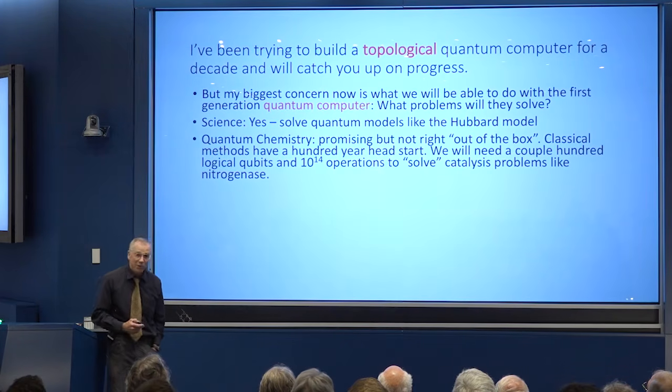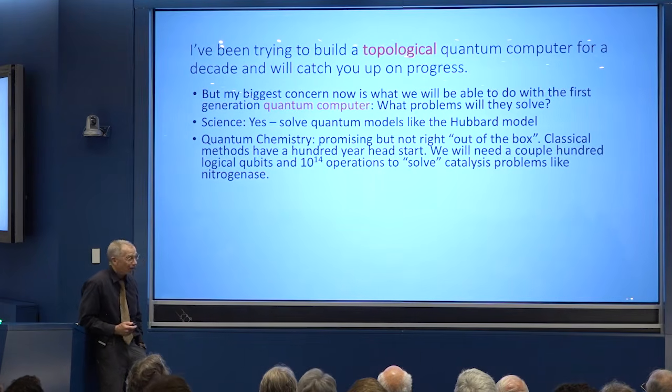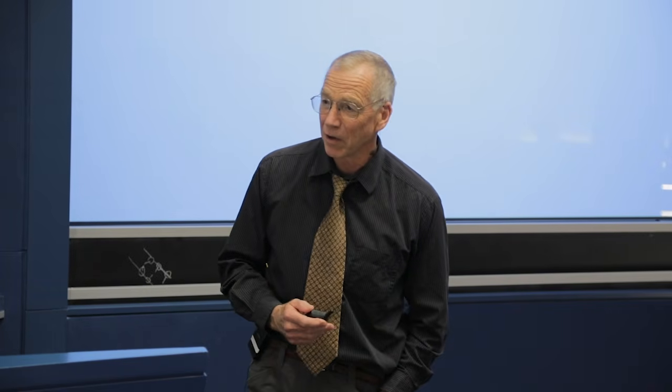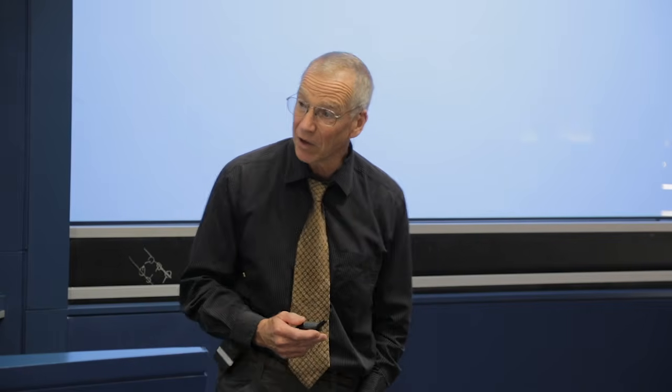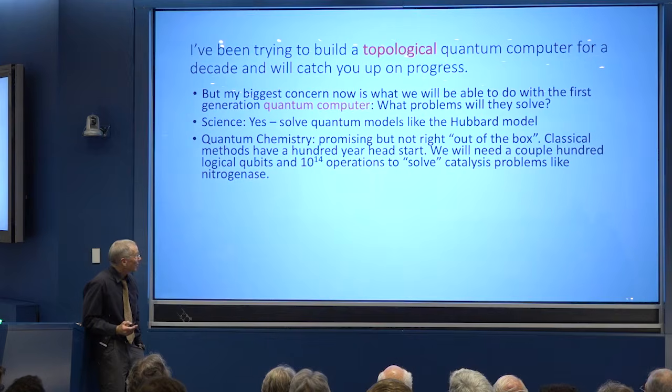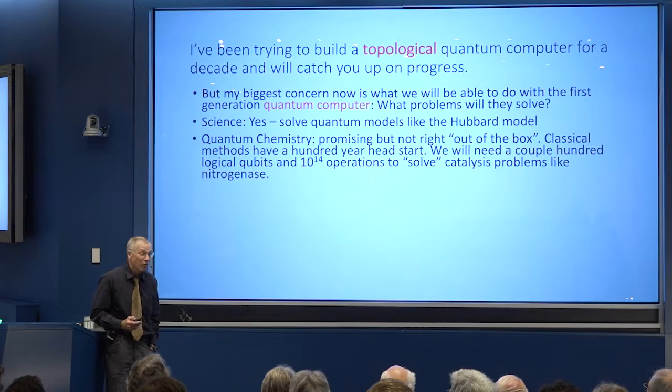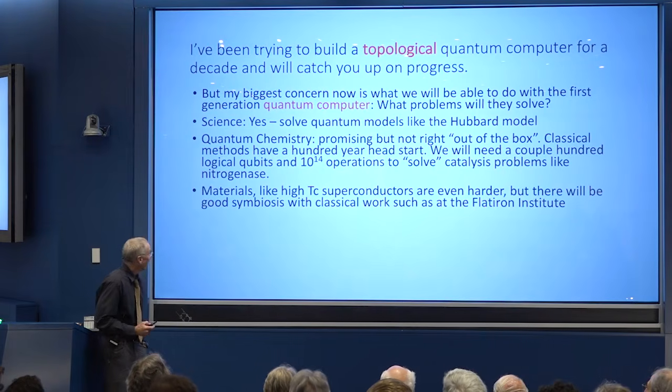Quantum chemistry has been explored. It won't work right out of the box, and I think basically the reason is that classical quantum chemistry is already pretty darn good. We've been working on it for 100 years, and we have great numerical methods, and if you want to get activation energies to a millihartree, you're going to need a quantum computer that can do 10 to the 14, 10 to the 15 operations. So eventually, quantum chemistry will be a great problem, but not for the first generation.